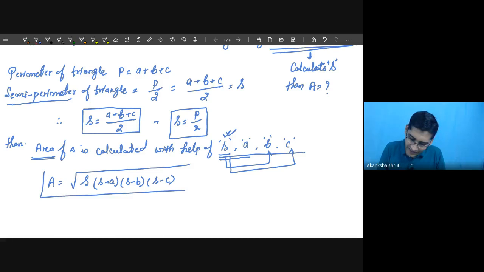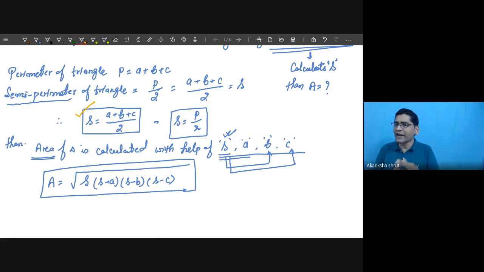Therefore the area can be calculated by knowing a, b, c, because by knowing a, b, c, first the semi-perimeter S can be calculated by adding a plus b plus c and dividing by 2. Then the area can be calculated by taking the square root of the product of the semi-perimeter and the differences of each side from the semi-perimeter. So this is the basic thing related to Heron's formula.